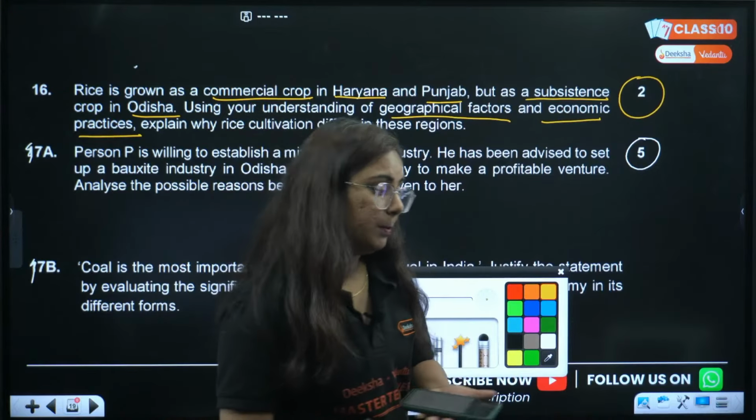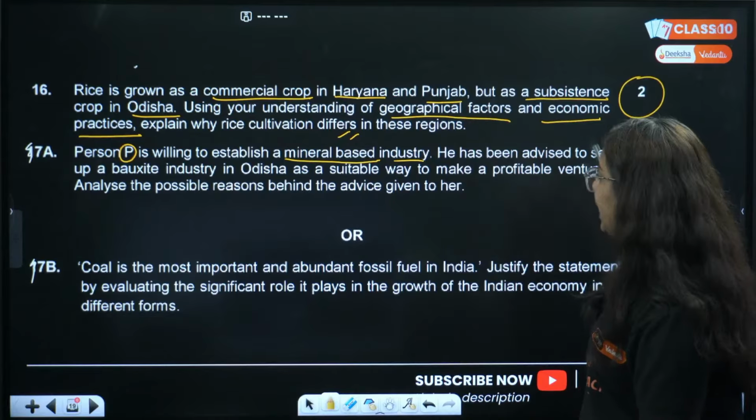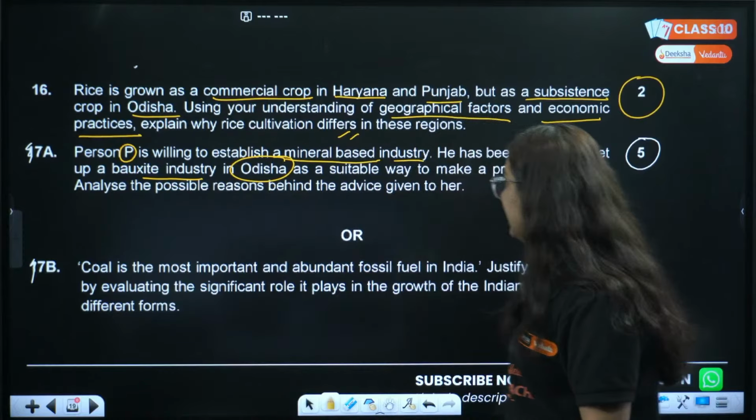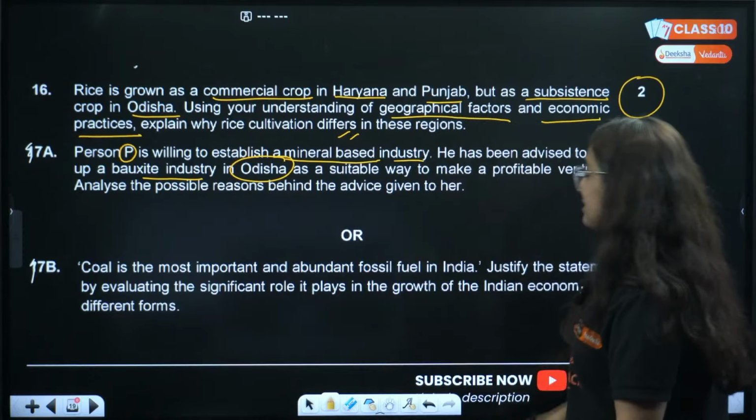First, say person P is willing to establish a mineral based industry. Okay, he has been advised to set up a bauxite industry in Odisha. Fine. As a suitable way to make a profitable venture, analyze the possible reasons for the same.